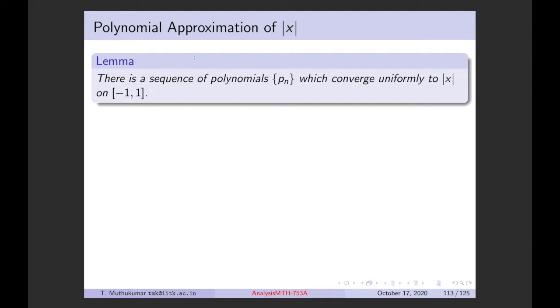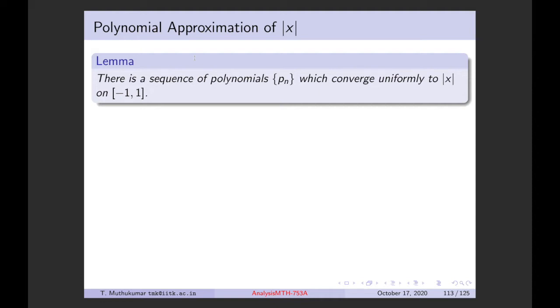If we need to approximate continuous functions by another class of functions, the natural candidate we have is the polynomials, which are continuous functions. In this lemma we are going to approximate the mod x function, which is a continuous function that is non-differentiable at a point. So we are going to approximate it by polynomials, which are all continuous differentiable functions, and it should converge to a continuous function which is not differentiable at a point. It's like a prototype example, you can say.